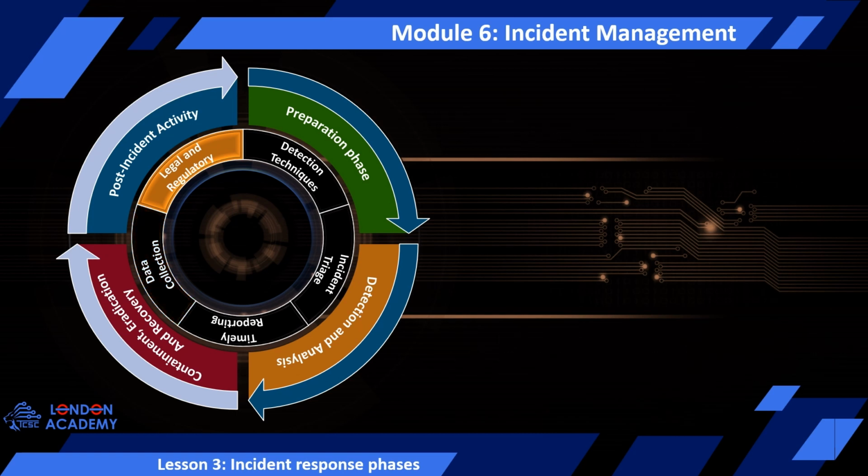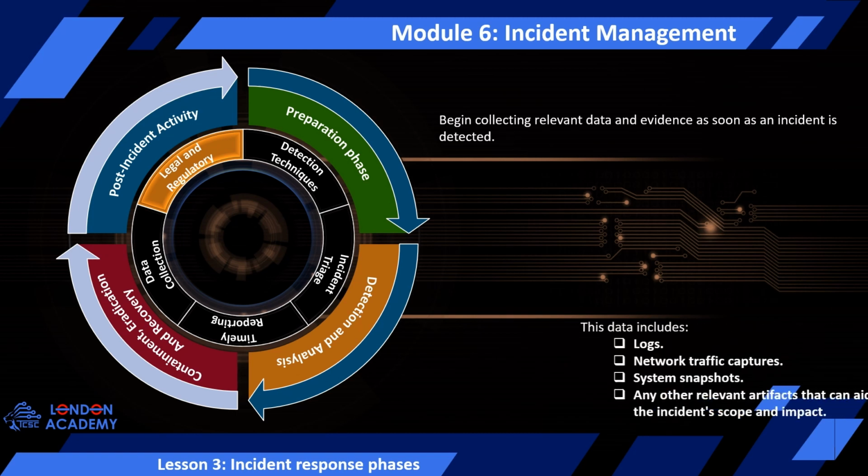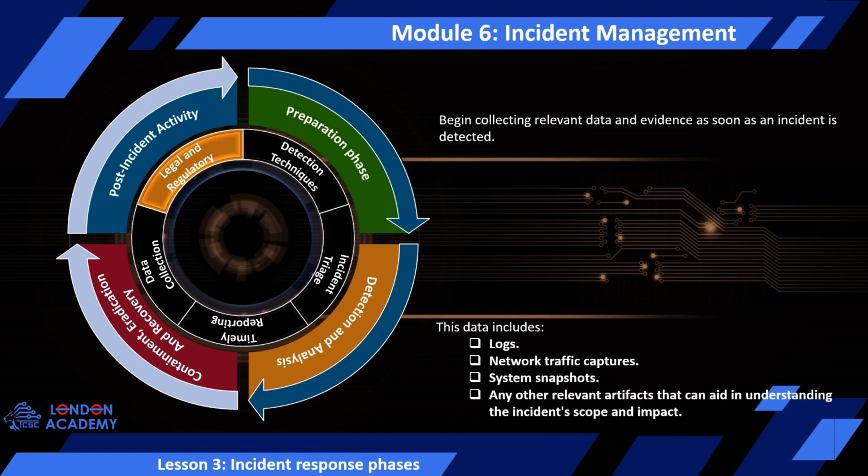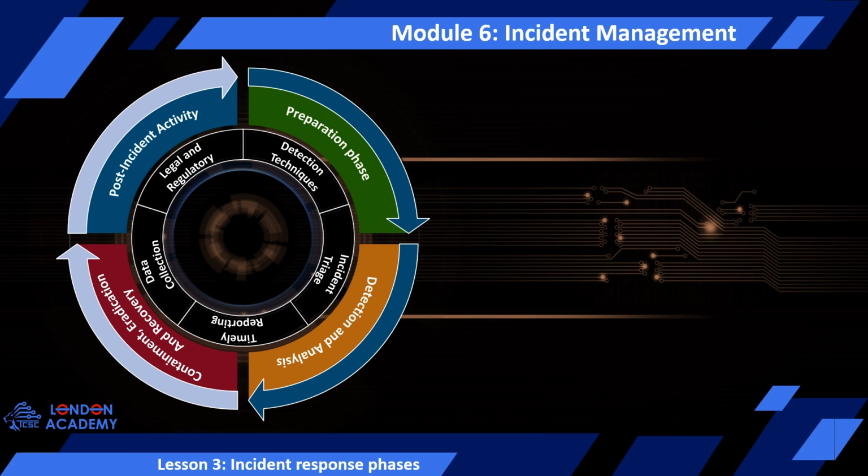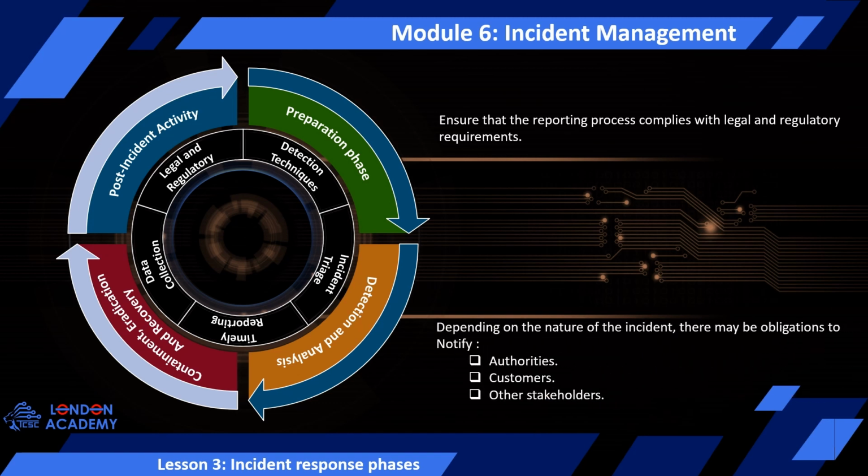Third aspect is data collection. Begin collecting relevant data and evidence as soon as an incident is detected. This data includes logs, network traffic captures, system snapshots, and any other relevant artifacts that can aid in understanding the incident scope and impact. Legal and regulatory considerations. Ensure that the reporting process complies with legal and regulatory requirements. Depending on the nature of the incident, there may be obligations to notify authorities, customers, or other stakeholders.